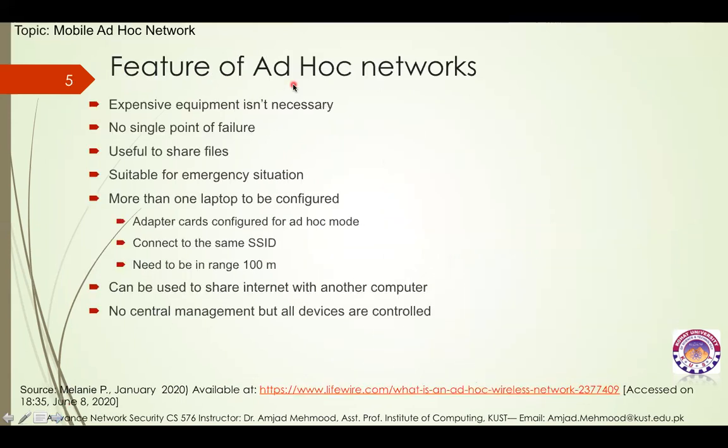Now, features of ad hoc network. As you saw in the previous slide, we had two kinds of networks, infrastructure and infrastructureless network. Ad hoc networks are an example of infrastructureless network actually. So features of ad hoc networks: expensive equipment isn't necessary for infrastructureless network, because each node has to connect with another node directly or indirectly, so you need not deploy any expensive equipment there. No single point of failure, because the network is distributed, no central control is available, so that's why no single point of failure.